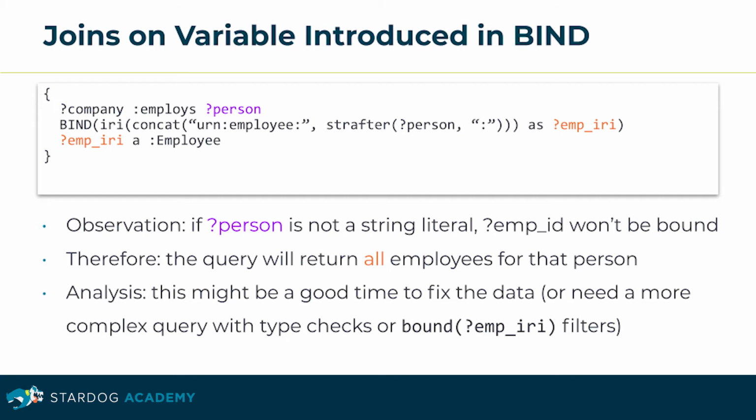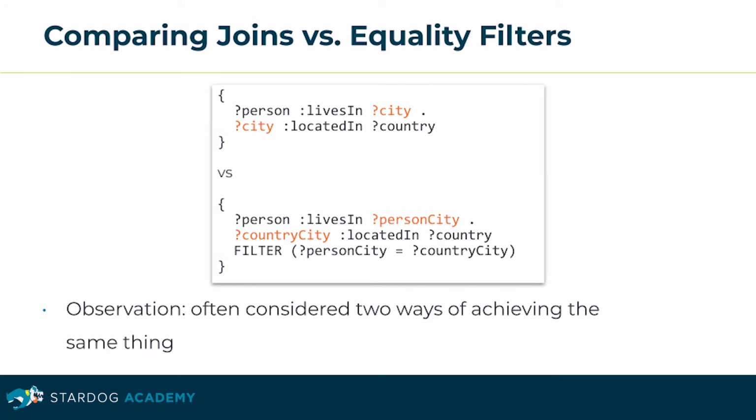The next thing to look at is comparing joins versus equality filters. This is another common practice. So we're going to look at two potential queries. Here we have our person lives in city, and city is located in country. So we have a natural join here on the city variable that is in both the object position on the first line and the subject position on the second line.